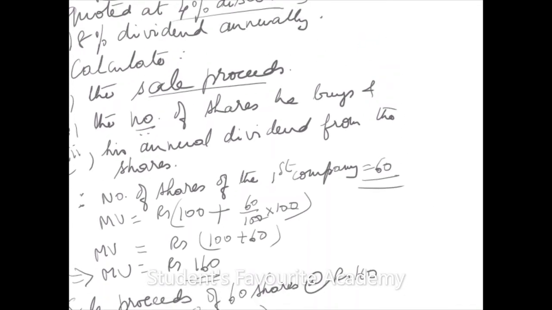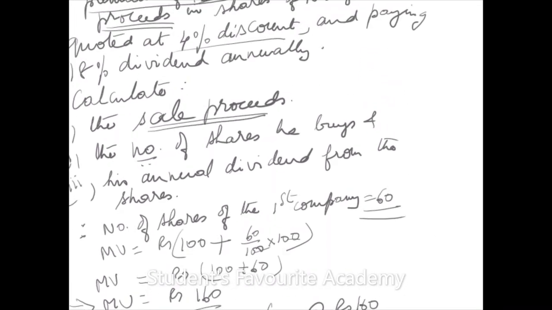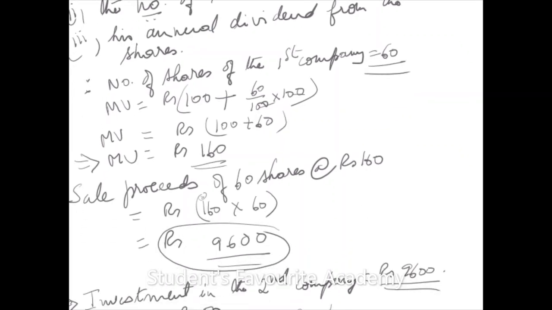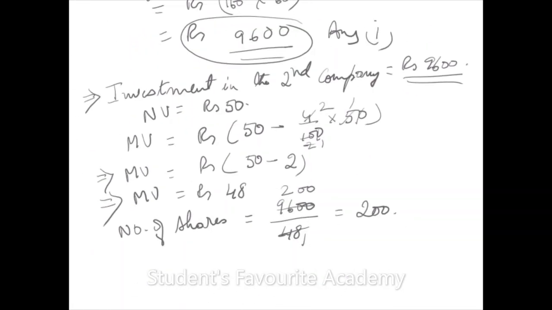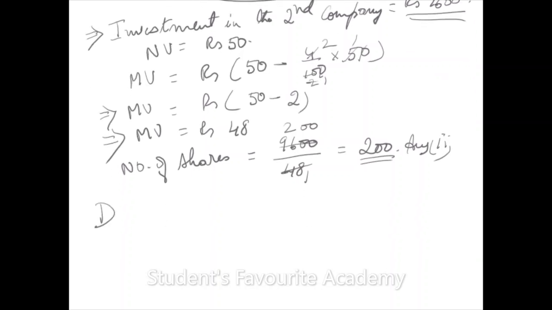So see what all they asked. First of all, they asked us to find sale proceeds. So sale proceeds, this is answer 1. Then they asked us to find number of shares he buys in the second company. So number of shares he buys in the second company, answer 2, 200. Then they asked us third part, his annual dividend from the shares. So annual dividend from this company is number of shares, that is 200 into dividend percent is 18%. So 18 upon 100 and nominal value is 50 rupees.